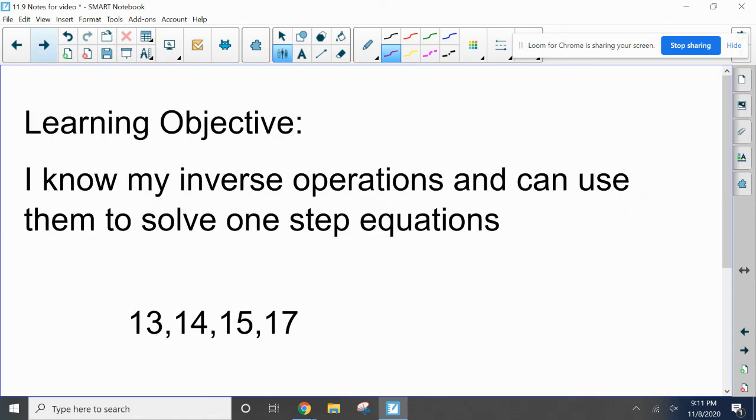So today we talked about our inverse operations. We said that multiplication and division are each other's inverse operations. To get rid of a variable being multiplied by something, you divide by that number. In order to get rid of a variable being divided by something, you multiply by that number. Same thing with addition. In order to get rid of something being added to a variable, you subtract. In order to get rid of a variable being subtracted by something, you add.